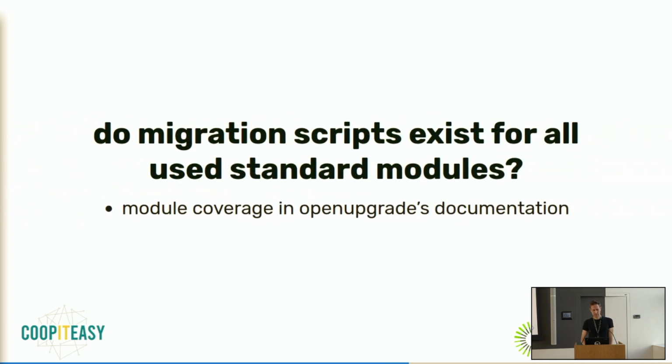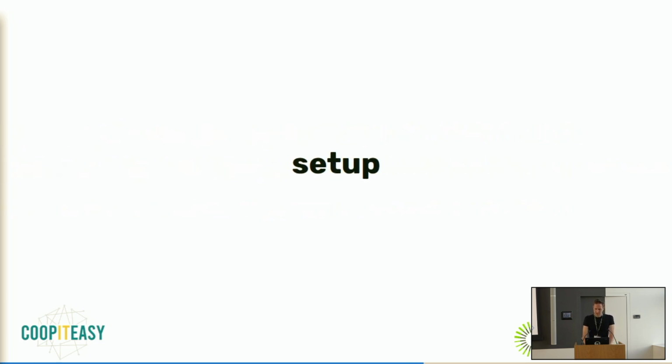For migration scripts, for standard modules, you should go to the OpenUpgrade documentation, and there is a module coverage page, which is a table. For each version, for each module, it shows the status, whether it's covered or not. So the second column, status, should say done or nothing to do. If it's empty, it means it's not yet done. So maybe there is an open pull request, so please test and review, or create the migration scripts and contribute.